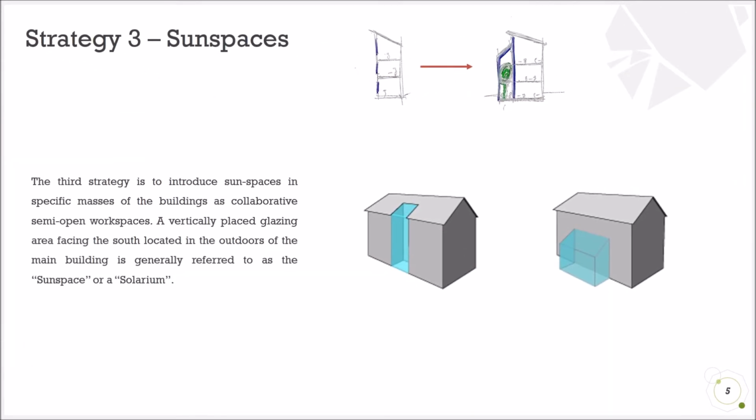Moving to the third passive strategy, Sunspaces, that will be tested with 2 forms, the inserted approach and the projecting approach. The Sunspace should have movable walls for summer season to prevent overheating.